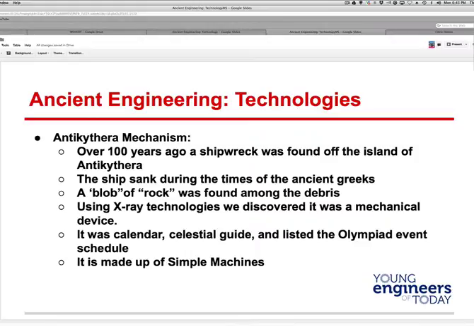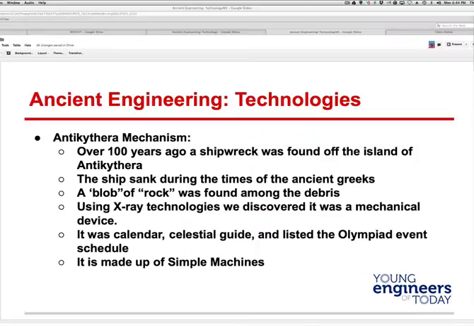So literally the schedule. So imagine you going to the store today and you wanted a watch that was a calendar, told you when there was a full moon, and would tell you when the upcoming Super Bowl was or when the upcoming Olympic events are. This was doing this around the time of Christ. That's amazing. And it's made up of all simple machines, which is very cool. All right? Any questions about this device?